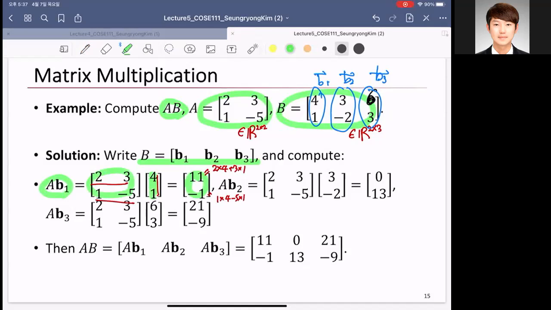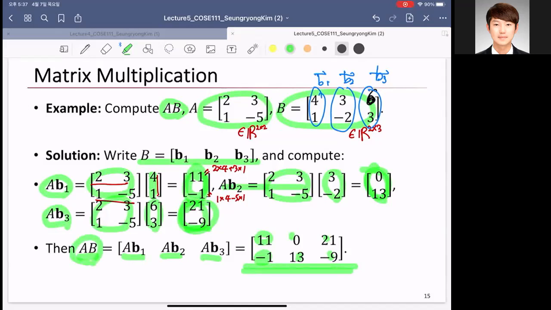Similarly, we can compute AB2 as A times B2, so it's going to be 0, negative 0, 13. And AB3, it's going to be A times B3, which is negative 21, negative 9. Then AB is going to be AB1, AB2, AB3. So from each computation, you can define this one: 11, negative 1, 0, 13, 0, 13, and 21, negative 9. We can compute AB like this.